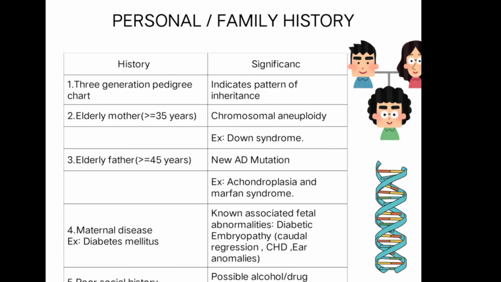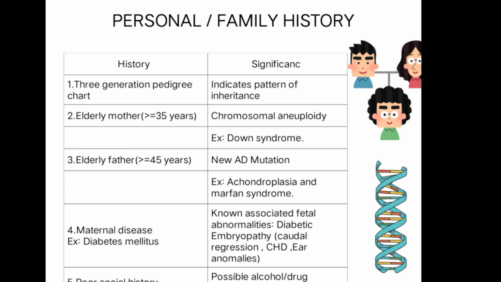Next is maternal disease. We also collect this history. If a mother has diabetes mellitus, there are known associated fetal abnormalities like diabetic embryopathy, caudal regression, coronary artery disease, or ear anomalies. If a mother has any maternal disease, it will indirectly or directly affect the unborn fetus. So we concentrate more on the mother's health conditions. We tell her to maintain her blood glucose level and her blood pressure at normal levels, because during pregnancy there will be alterations. So we help mothers have good health so that the unborn babies have a good, healthy environment.